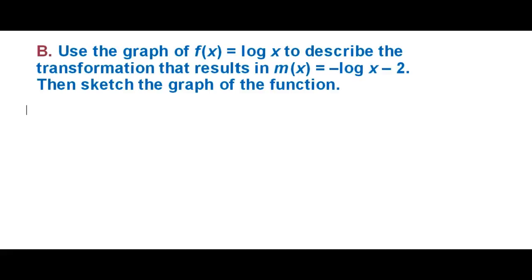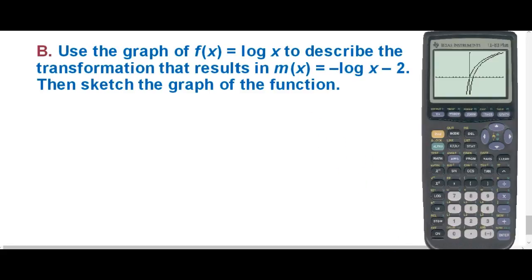F of x equals log x again, and now we've got this shift involving m of x, and we're going to have negative log x minus 2. Notice the minus 2 is not in parentheses, so that minus 2 should shift that function 2 downward, and this negative should reflect it over the x-axis. So let's go ahead and bring that up.